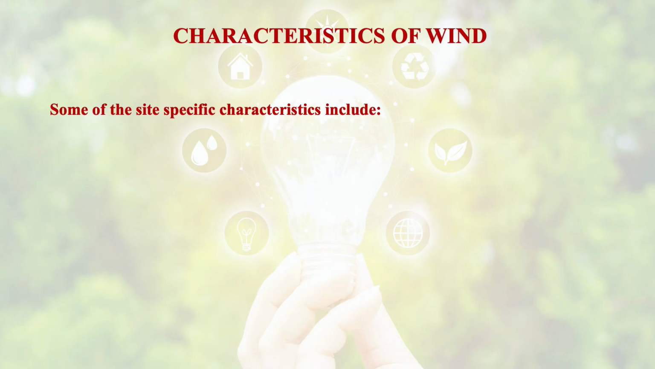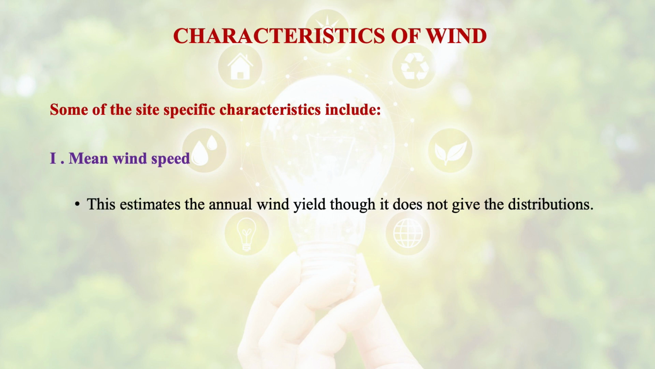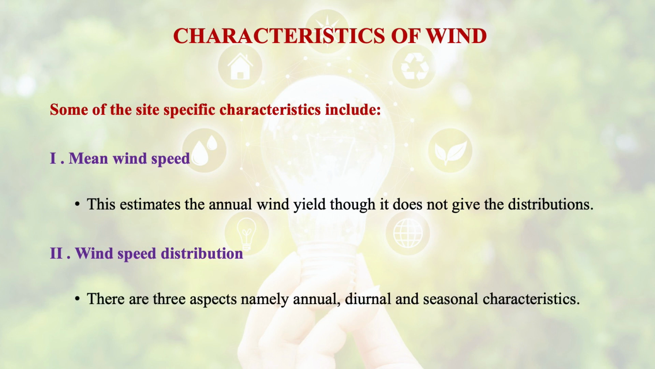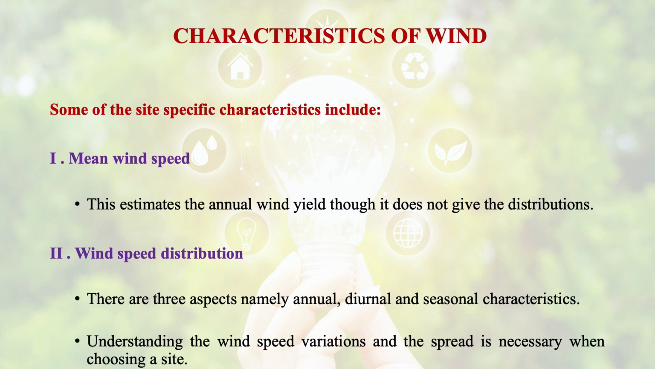Let us talk about the characteristics of wind. There are some specific characteristics, and these include mean wind speed. Mean wind speed is the speed which estimates the annual wind yield, though it does not give the distribution. Then comes the wind speed distribution. There are three aspects, namely annual, diurnal, and the seasonal characters. Understanding the wind speed variations and the spread is necessary when we are choosing any site.